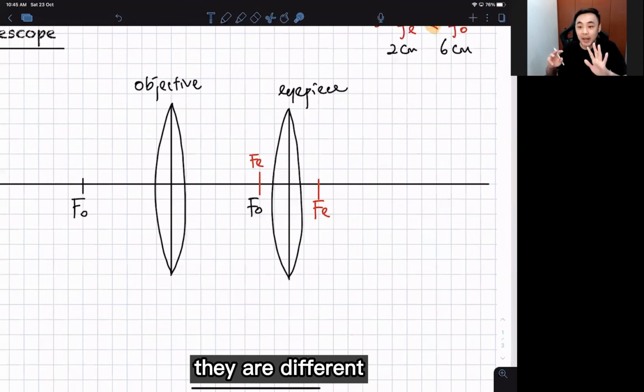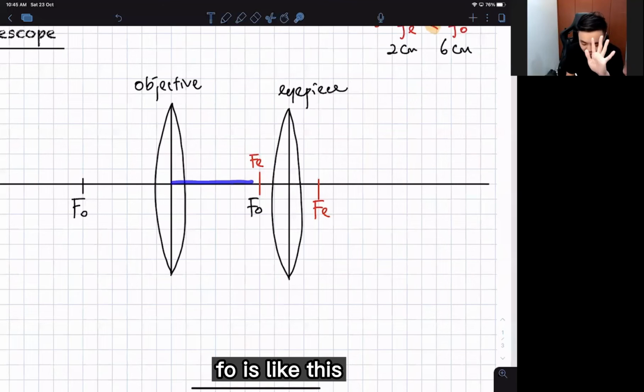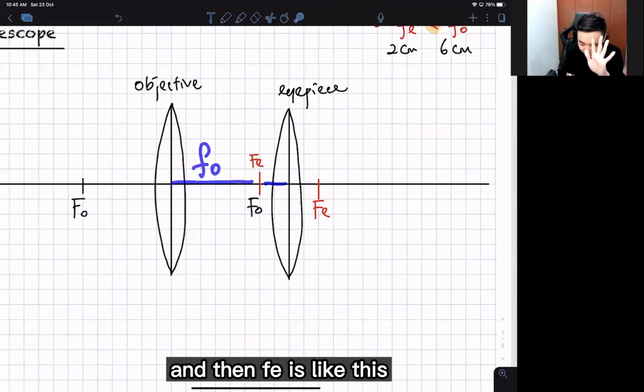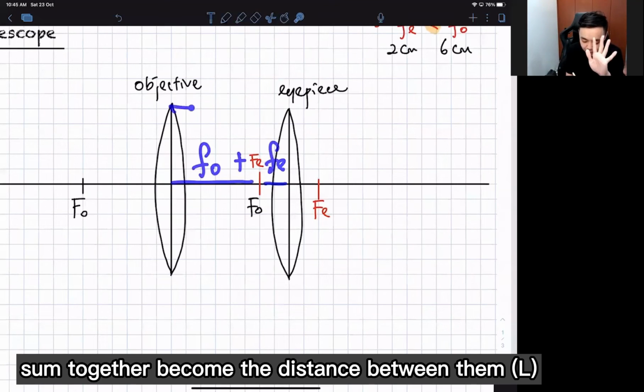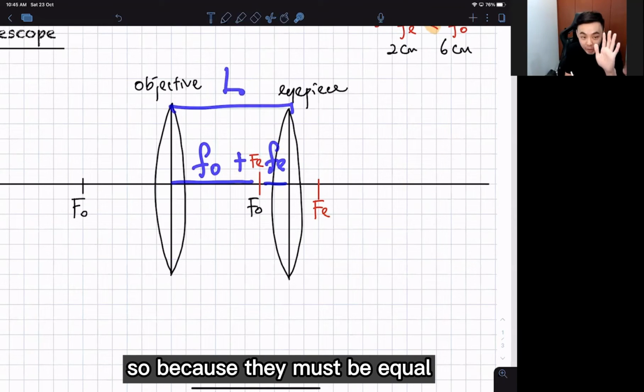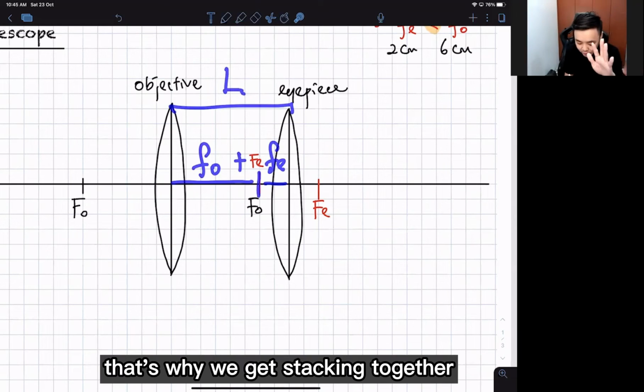But of course, they are different because why? You see, FO is like this. This one is your FO. And then FE is like this. Sum together become the distance between them. So because they must be equal, that's why you get stacking together.